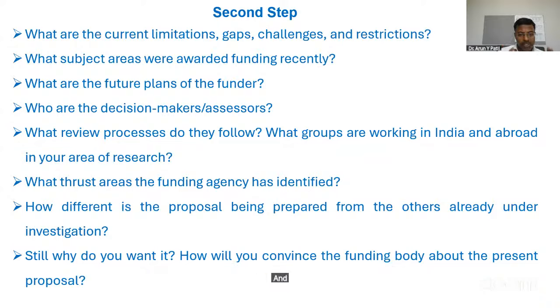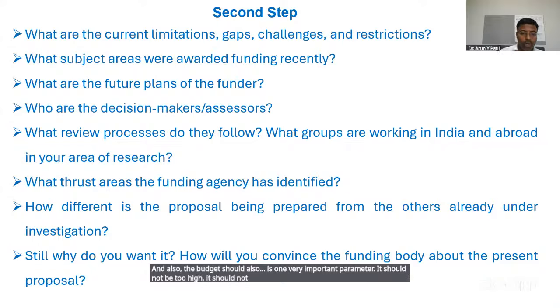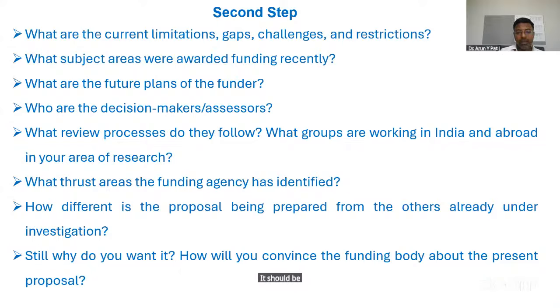And the budget is also one very important parameter. It should not be too high, it should not be too low. It should justify the amount of work you want to carry out within the purview of the proposal.